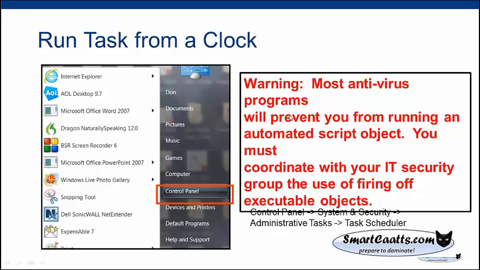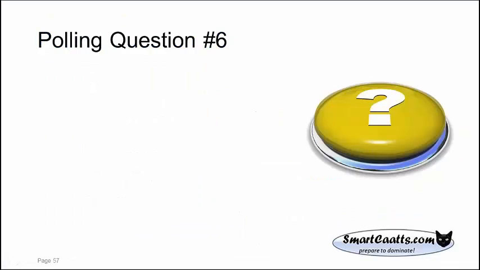Many antivirus programs will prevent you from running an automated script. Obviously, that's how you get viruses and stuff. That may explain why Don gets a lot of them. So when you're going to go to this level, I would always coordinate it with the IT security group before you fire off executable objects. And they may want you to be outside of the firewall, or they have other routines for doing it. I'm going to open up the Control Panel when I get to that step.